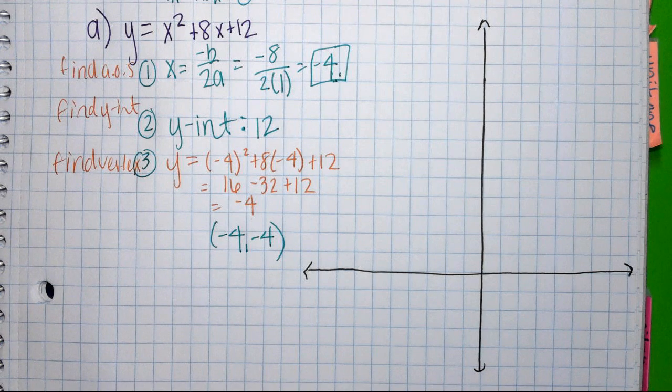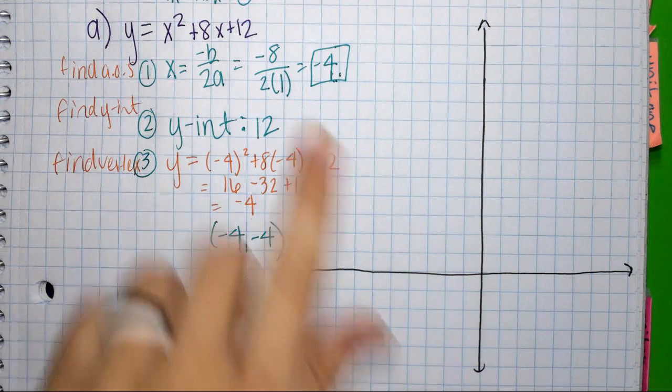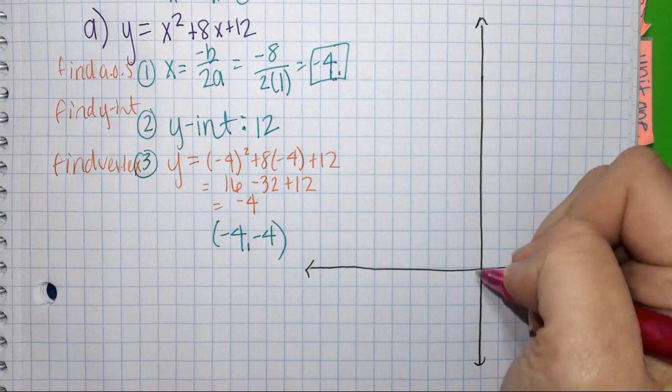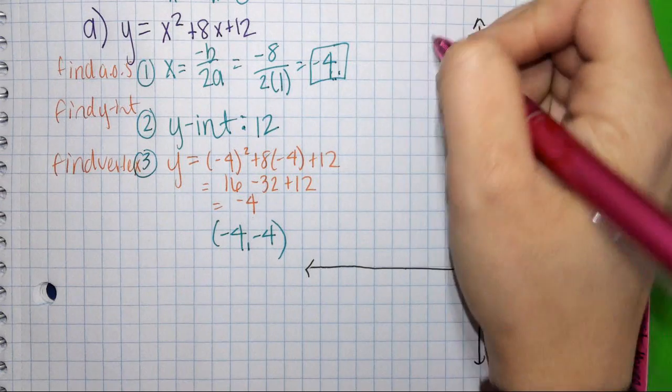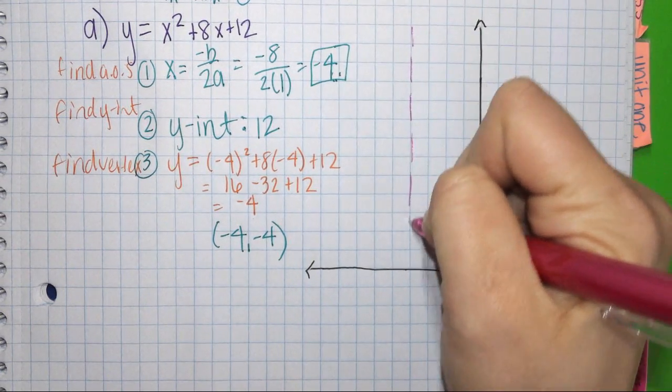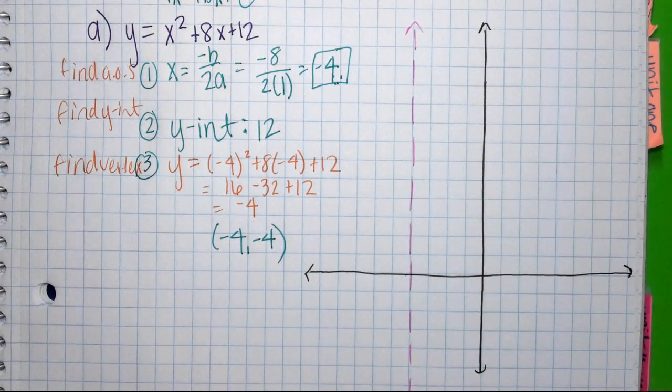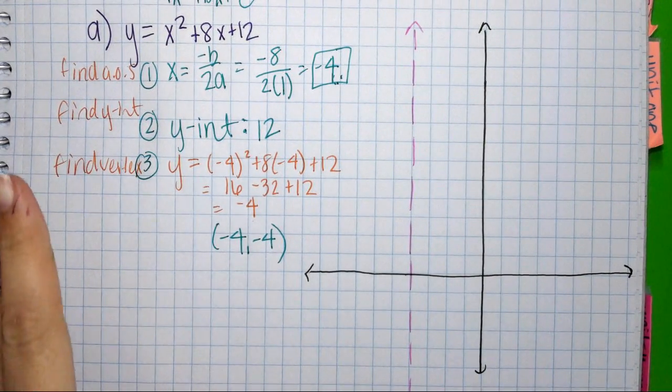Are we ready now? Okay, the first thing we do is we draw our axis of symmetry, which is at negative 4, and it's x equals, so we go left 1, 2, 3, 4, and we draw a vertical line that's dashed. And you must do that every single time. It is very important, and we're going to talk about why after we graph the whole thing.